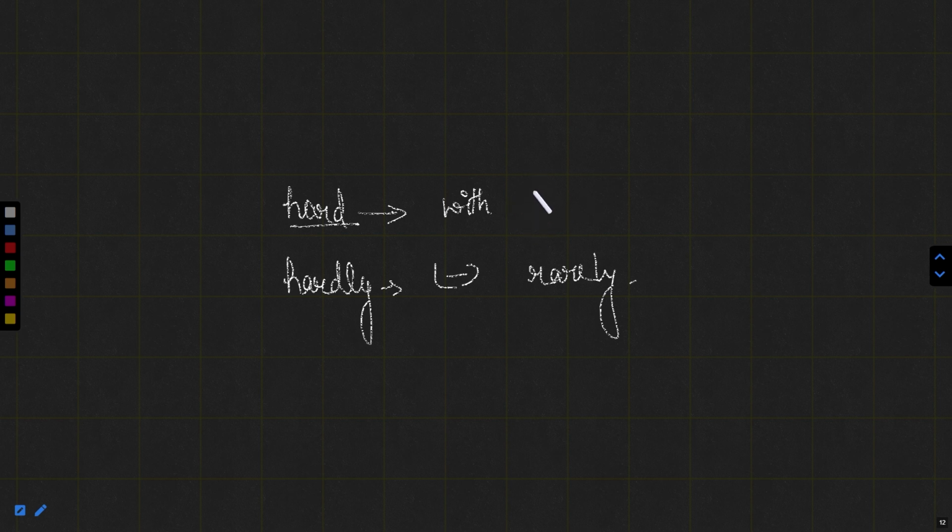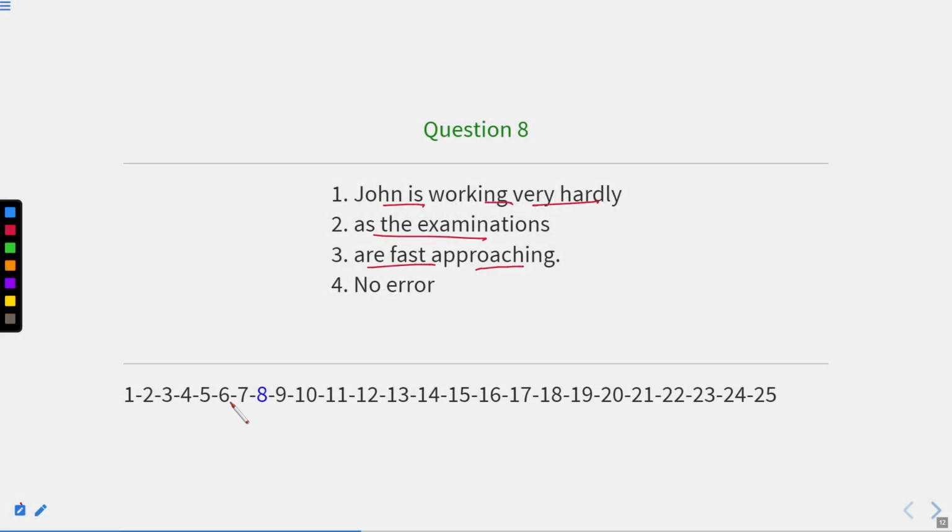With lots of efforts. It means if someone works hard, he's doing something good. And if he hardly works, it means he does not work at all. So hardly is a negative word. Also, it is an adverb, whereas we need to write here an adjective, that he works very hard. Hard means that he puts in a lot of effort, he does some good work, or he works very hard.